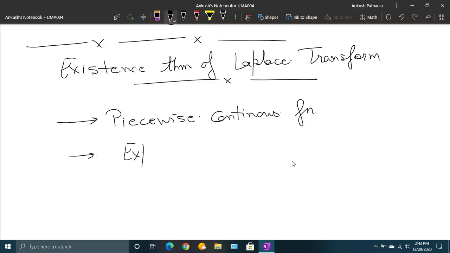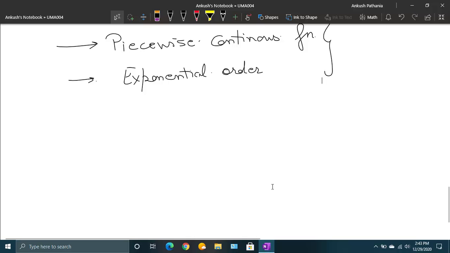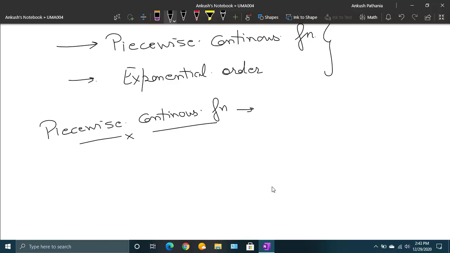Another is exponential order, because in most of this unit we will be doing formulas, and in those formulas we will be frequently using these terms: piecewise continuous function and exponential order. So we must be very clear about why we are using these terms and what they are. Let us start with the piecewise continuous function. What is a continuous function? We know very well, but what is a piecewise continuous function?